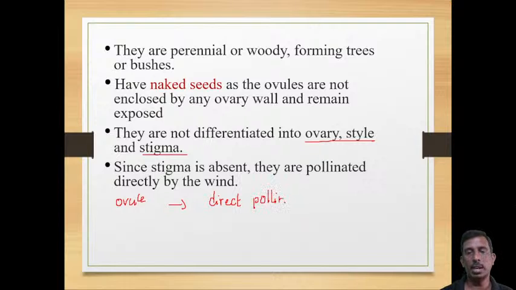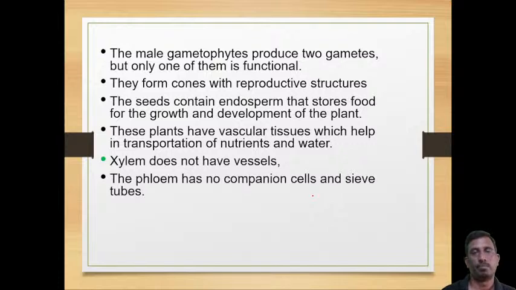Here, as they don't have stigma, pollen grains fall directly on the ovule. The pollen grain produces two gametes, but only one of them is functional. These seeds contain endosperm, which stores food and helps in the development of the embryo.